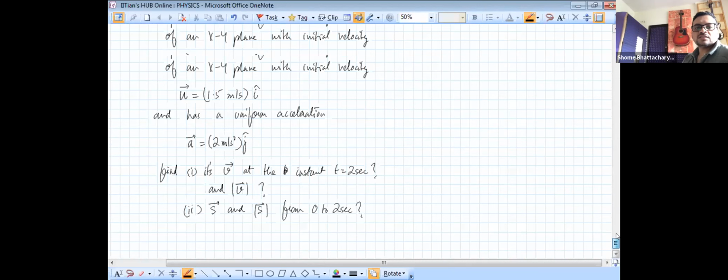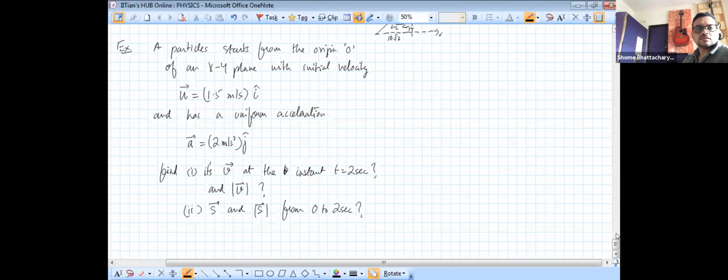So you can see that the initial velocity is along the x-axis, whereas the acceleration is along the y-axis. So that's why it's having a two-dimensional motion.